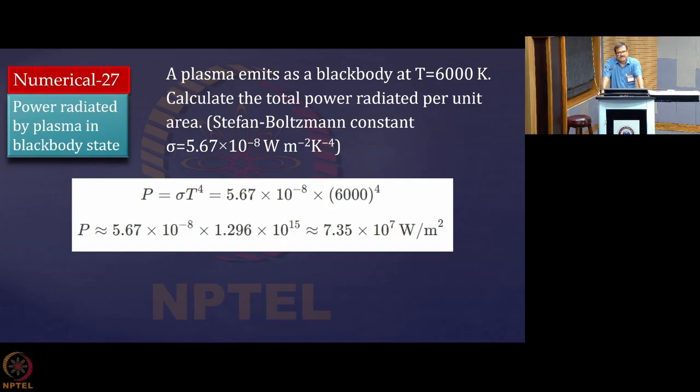I always try to tell you that this constant has a very beautiful relationship: all the digits 5, 6, 7 and 8 appear in it in a serial manner. It is very easy to remember, that's why I never forget it. So this sigma is there, and the power radiated is sigma T4. You just use that, and what you see is 7.35 into 10 to the power 7 watt per meter square.